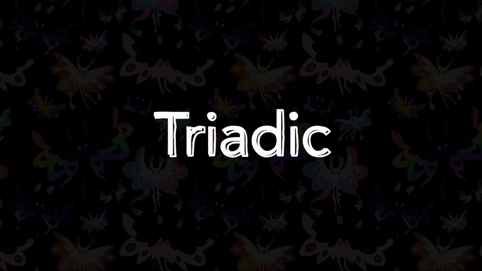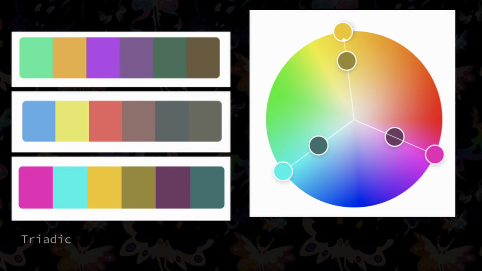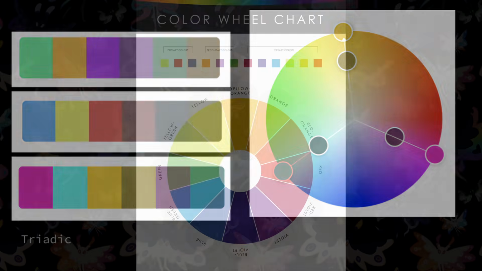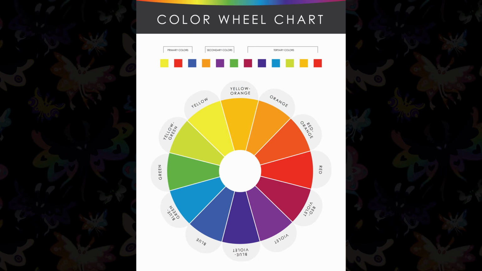Triadic. A triadic color palette is built from hues that are all equidistant from each other on the color wheel. That means that when connected, they make an equilateral triangle. The most classic example of a triadic palette is the primary colors red, blue, and yellow. And of course, there's the secondary colors in orange, green, and violet.